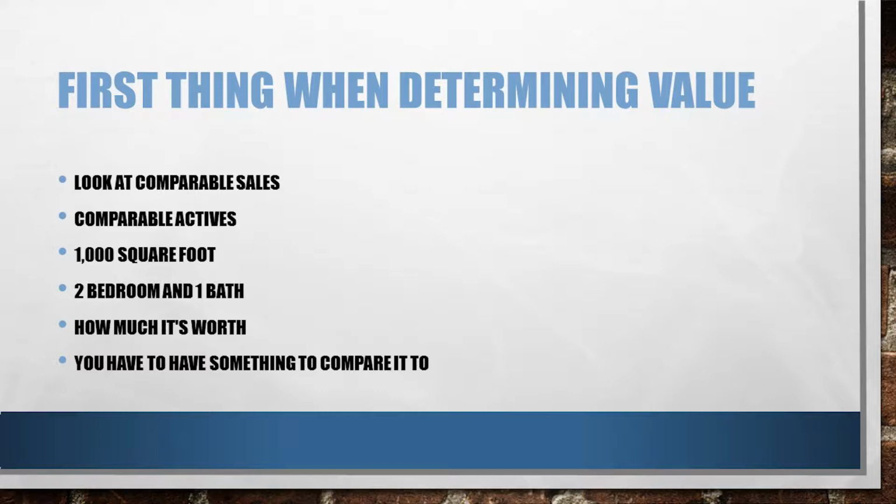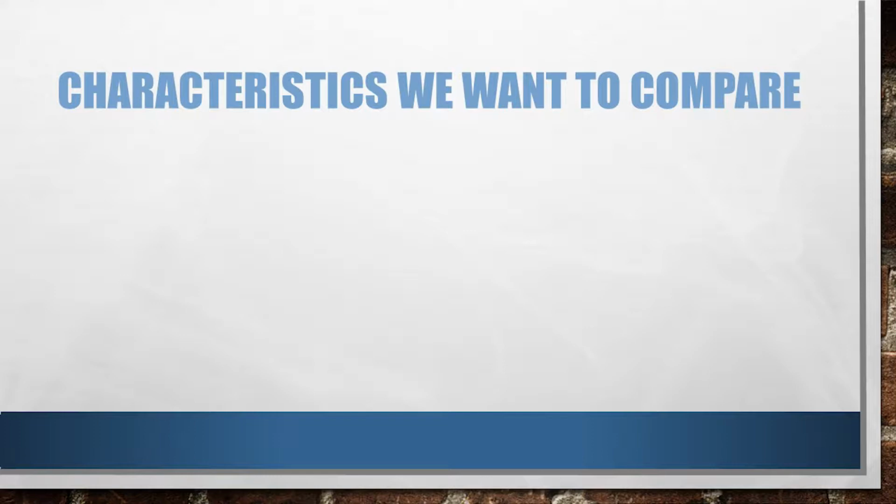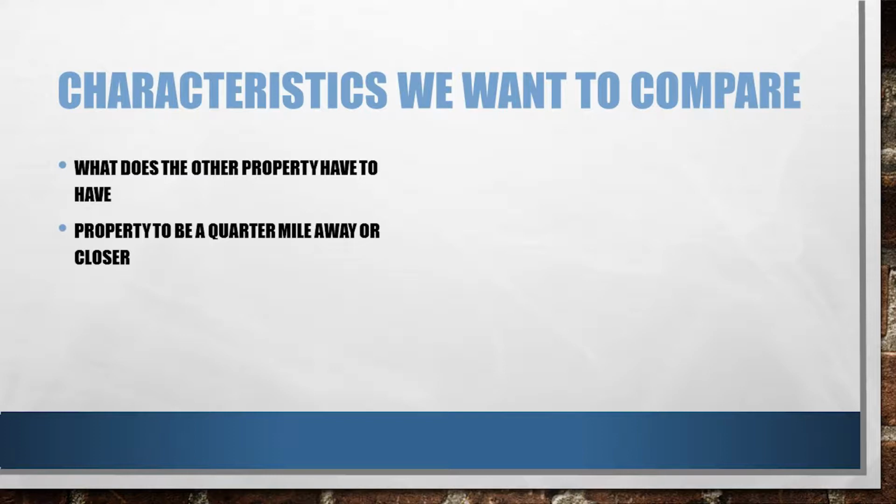If it's the only house that's ever been built that size in the neighborhood, there's nothing around you, boy, I'd probably be staying away. But let's assume there's several that you can compare it to. What characteristics do we want to compare our property to another property? What does the other property have to have? So in my example, it's 1,000 square feet, 2-bedroom, 1-bath. I want that property to be a quarter mile away or closer.